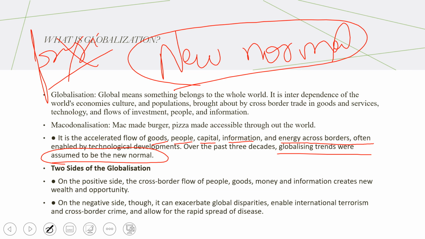Okay, so there are two sides of globalization. On the positive side, the cross-border flow of people, goods, money and information creates new wealth and opportunity, not only for domestic but for international students too. In India also, you will see foreign students coming and studying here. Similarly, Indian students are going to other nations, giving the GRE exams and studying there. So that is a positive side. But on the negative side, cross-border terrorism, smuggling and drug trafficking are all negative sides of globalization.